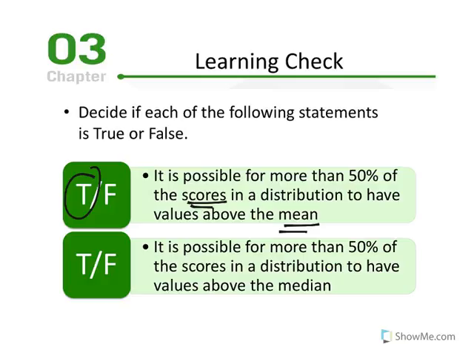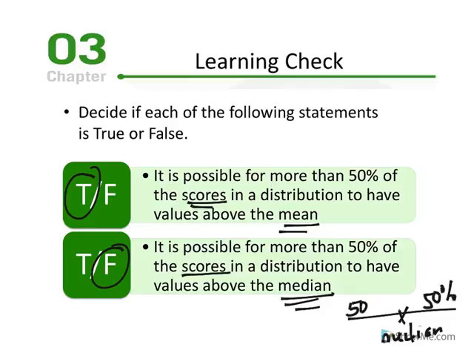Next one: it is possible for more than 50% of scores in a distribution to have values above the median. By definition, the median says we must have 50% of scores above and below. So this would be false. We have a distribution, and an x value here that's the median. By definition, we'll have 50% of scores above and 50% of scores below. And again, recognizing the distinction between the two.